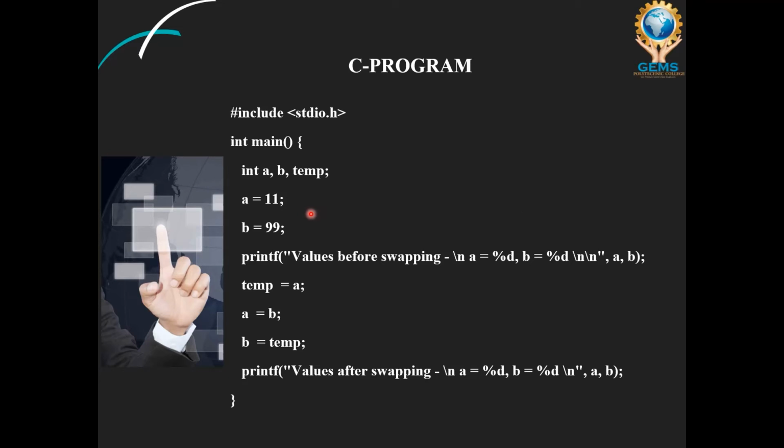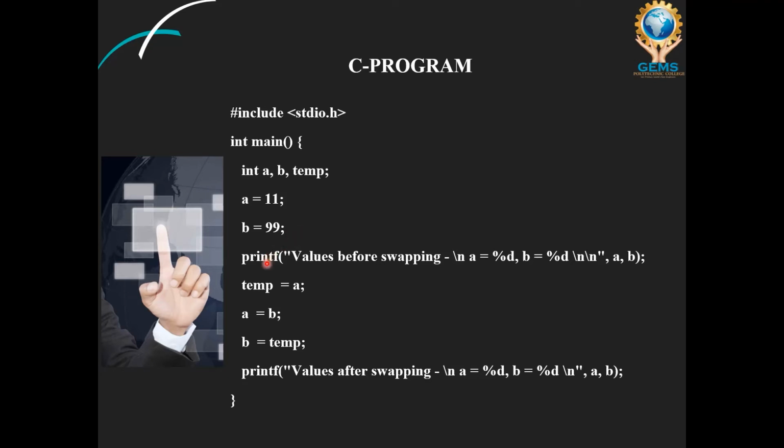So this is the program for our swapping concept with a third variable. Include stdio.h, this is the header file. Now int main, this is the main function I started here. I open the curly bracket. As I told you, I am using the integer data type here. That means we are going to take only integer values, not float values, like 1, 2, 3, 4, 5. These are all called integer values. So these integer values will be stored here. A has the value 11 and B has the value 99.